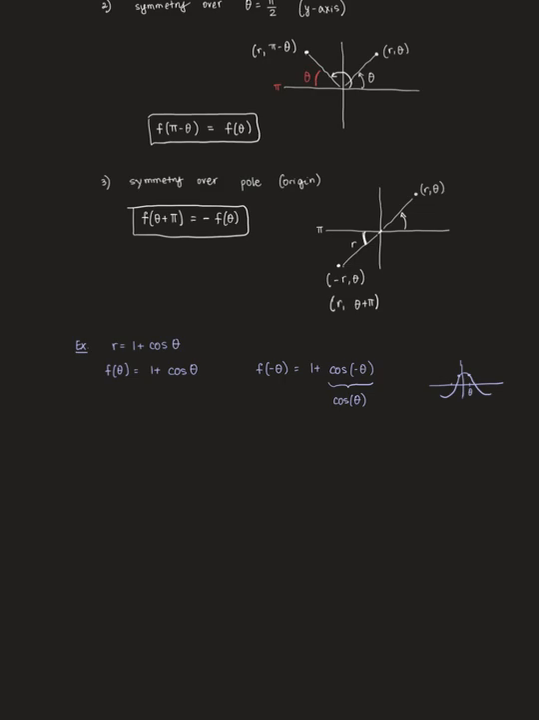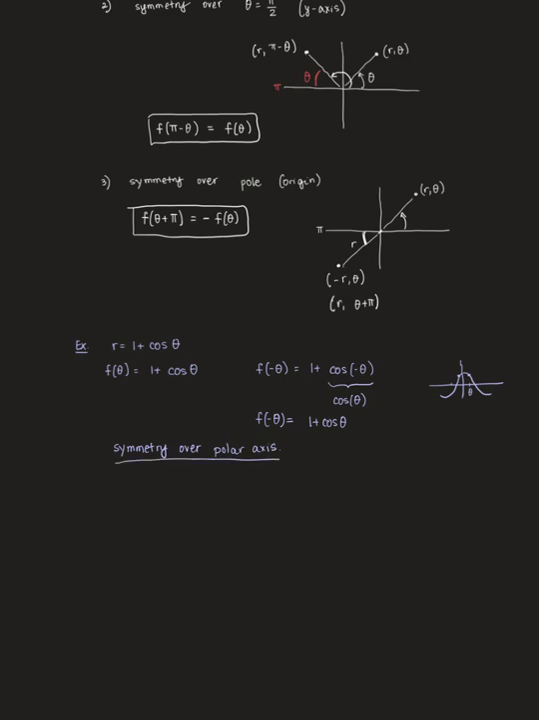Sorry, that's very tiny. But what we found here is that f of negative theta is exactly the function that I started with, which means that we have symmetry over the polar axis. And that's really useful because that means we're only going to have to draw half of a curve, so we can get the other piece by just reflecting over the polar axis.